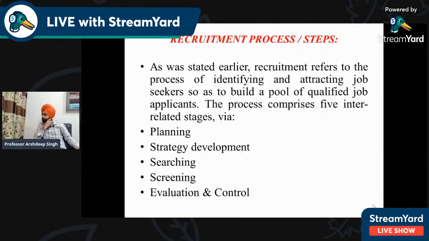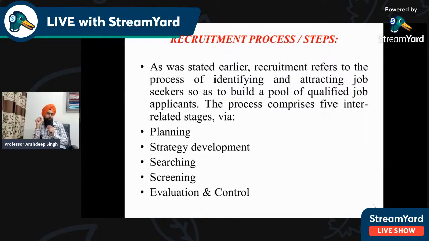Okay, so what is the process? First is the planning, that is how our organization would recruit the persons. What should be the procedure? That means in the planning, they would plan for what number of vacancies the organization is having, what are the job descriptions for that specified job, what should be the salary status.